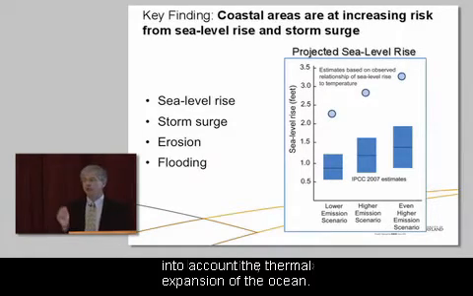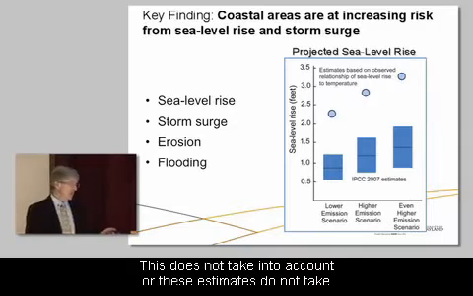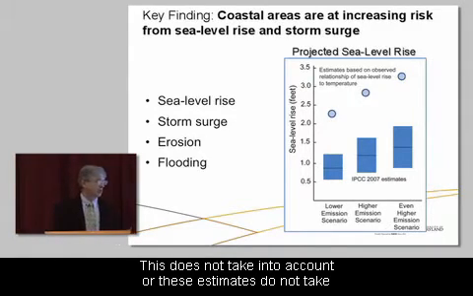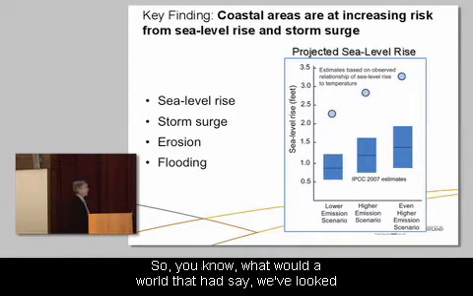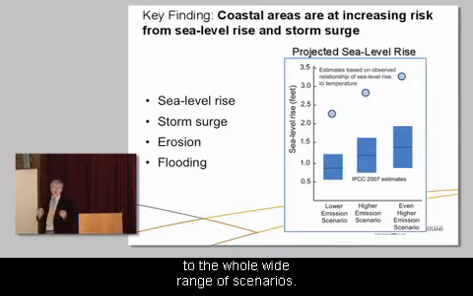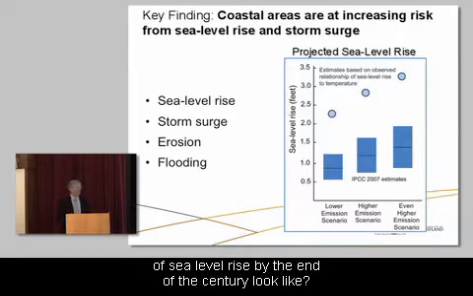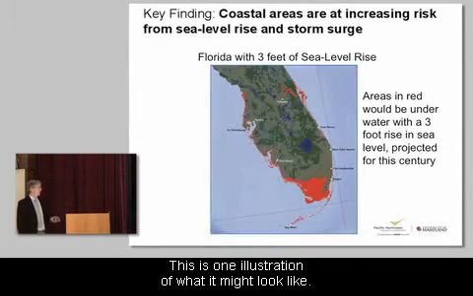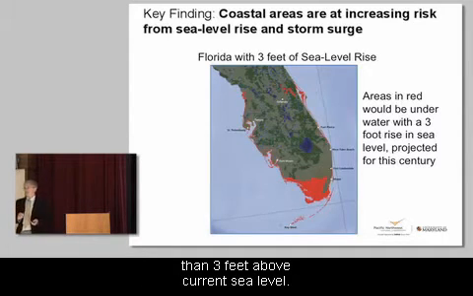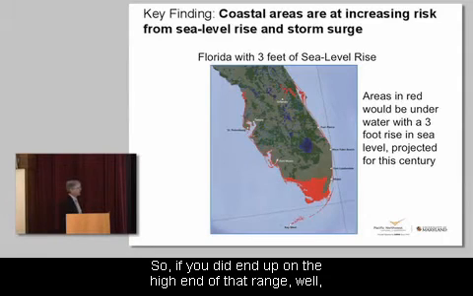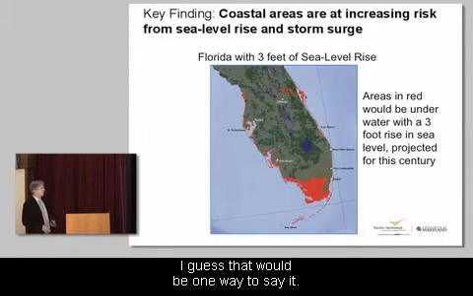This only takes into account the thermal expansion of the ocean. Water heats up just like any other substance. It heats up, it expands. These estimates do not take into account the actual melting of the land-based ice sheets. So, we've looked at a whole wide range of scenarios. What would a world that had a substantial amount of sea level rise by the end of the century look like? This is one illustration of what it might look like. These are the parts of southern Florida that are less than 3 feet above current sea level. So if you did end up on the high end of that range, well, Florida would look substantially different, I guess would be one way to say it.